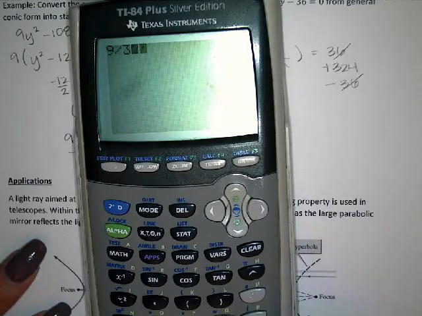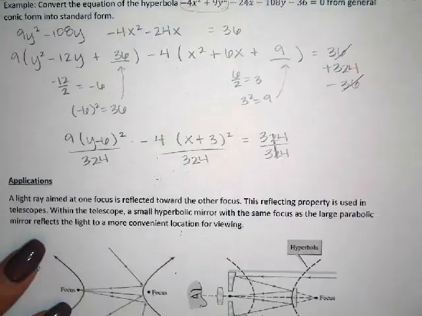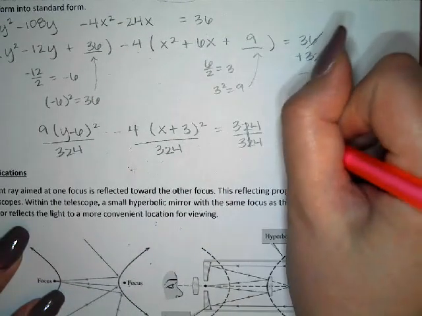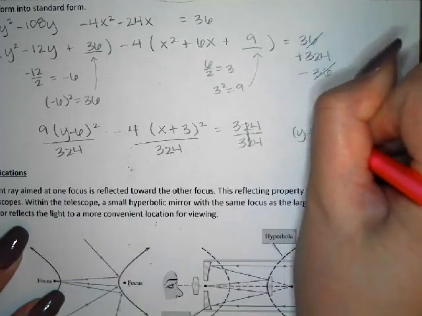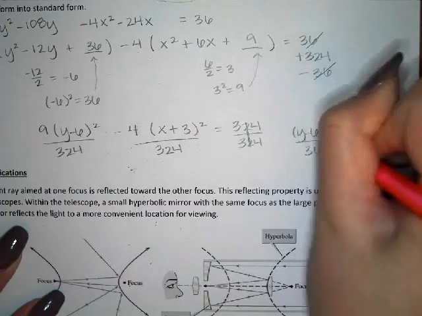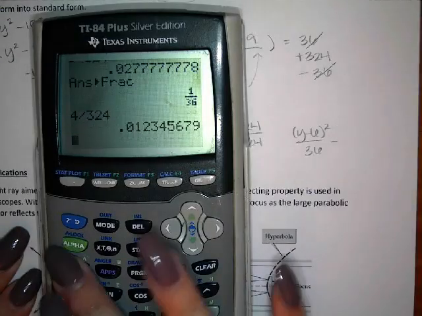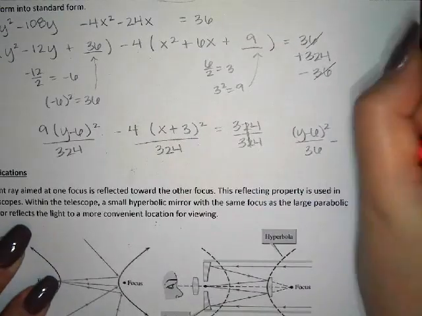So I've got y minus 6 squared over 36 minus, and then 4 over 324, 1 over 81, x plus 3 squared over 81 equals 1. And so here's my hyperbola.